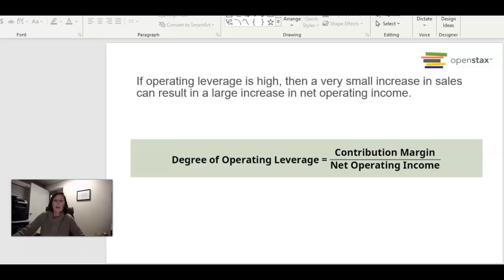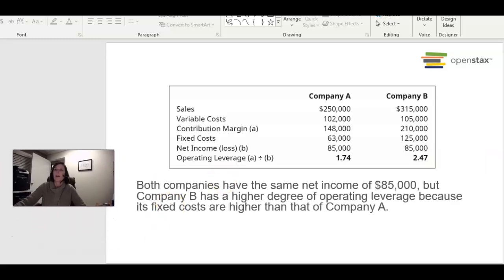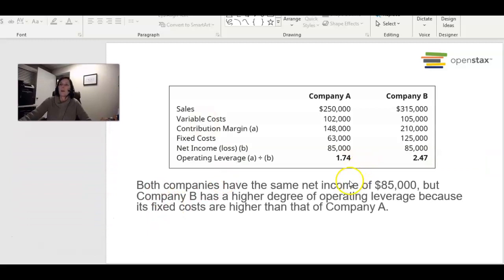An important number for a manager to know is what the company's degree of operating leverage is. So to calculate that, we've got the numerator as the contribution margin, the denominator as the net operating income. And so we'll compare these two.